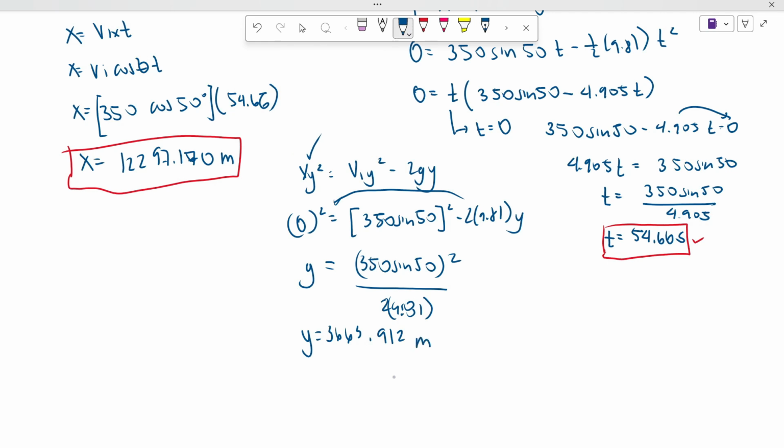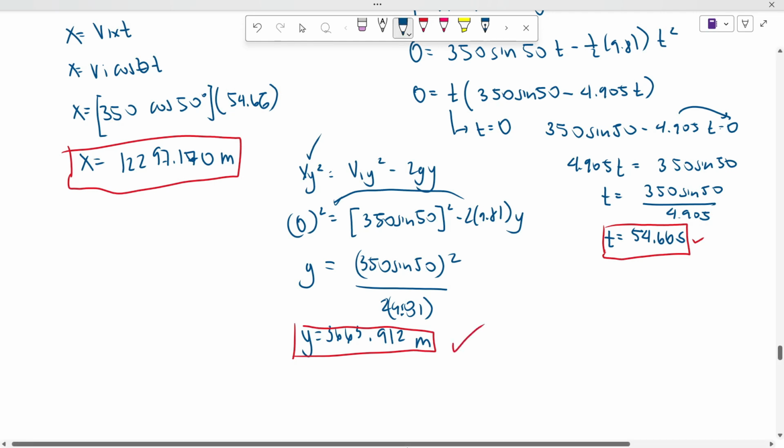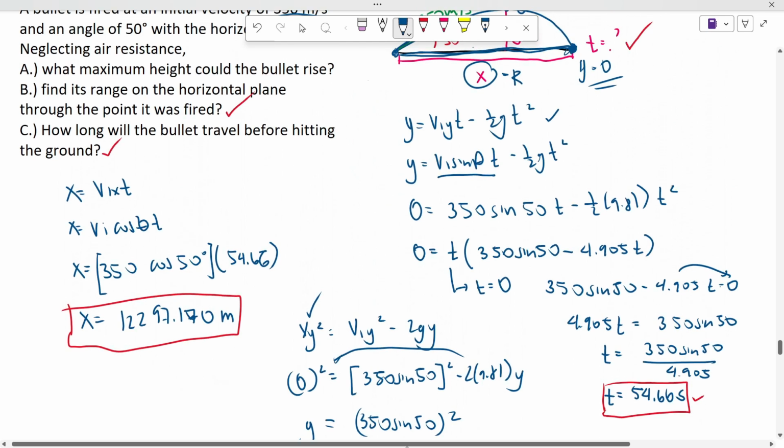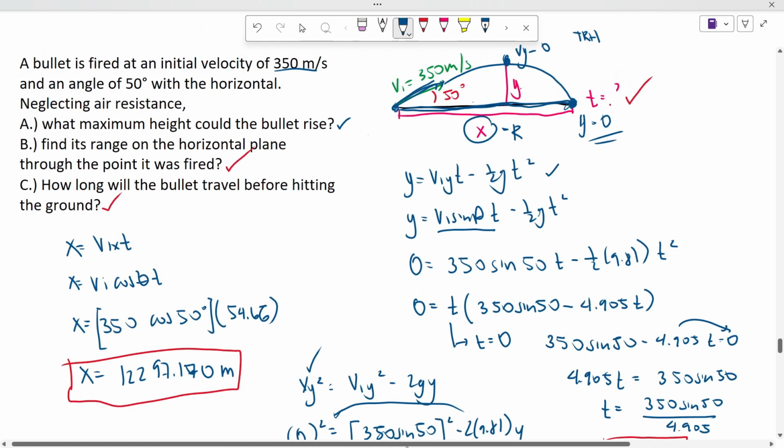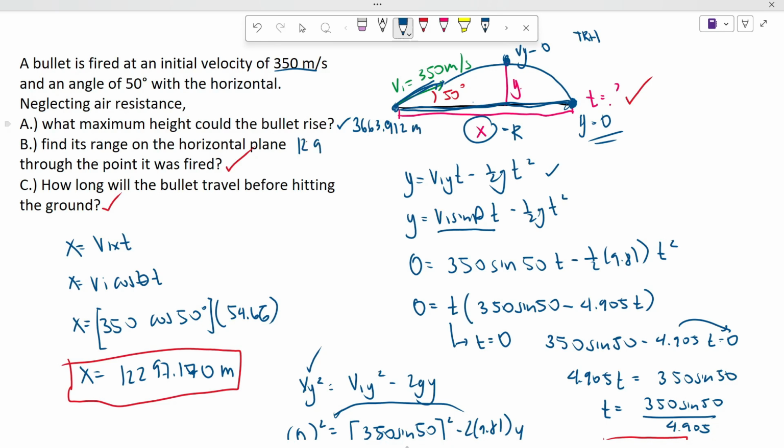3663.912 meters. So this will be the final answer. So let's check. The maximum height will be 3663.912 meters, and the range, guys, is 12,297.170. And how long will the bullet travel? 54.66 seconds. Guys, wait, let's write this here.